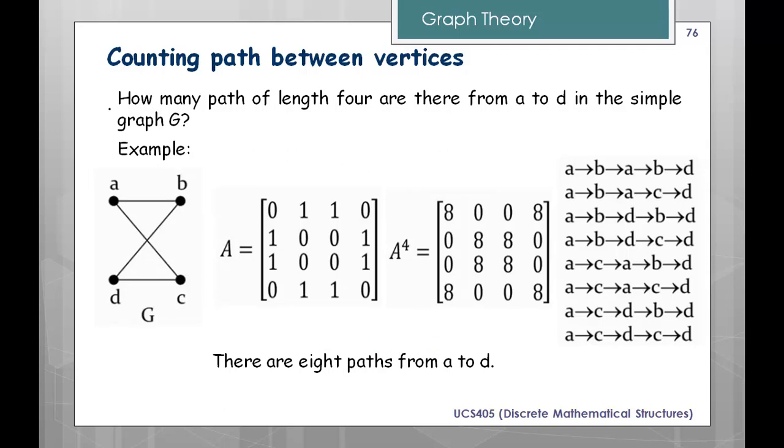Now next is counting paths between vertices. How many paths of length 4 are there from A to D in the simple graph G? So this is the simple graph G which has been given to you. First, we derive a matrix for this particular graph. How do we derive this matrix? See, this is A, B, C and D. In the same way this is A, B, C and D.